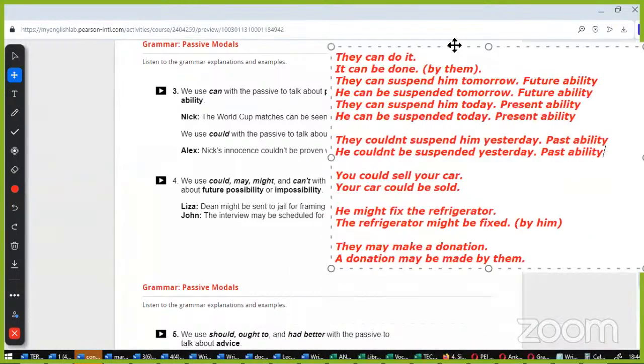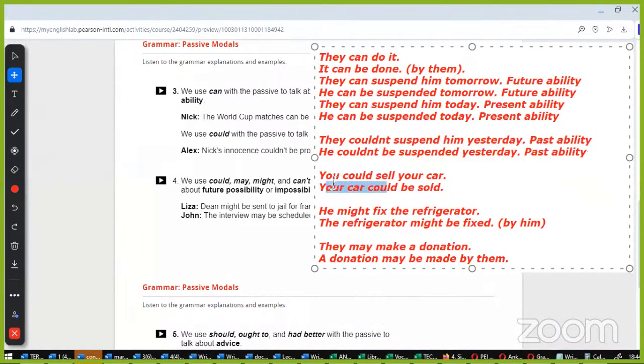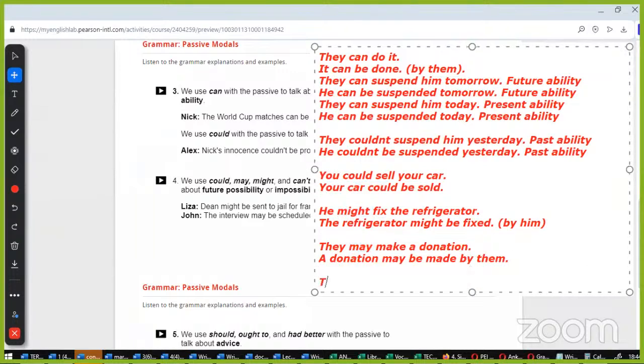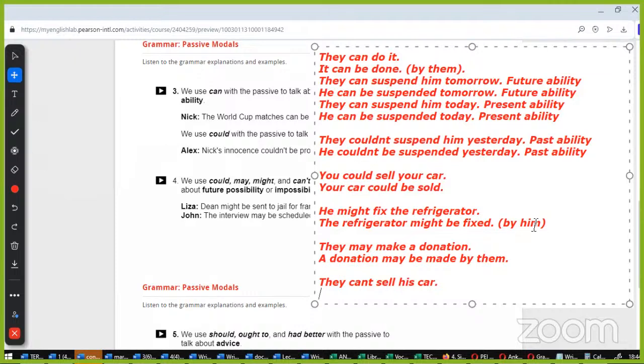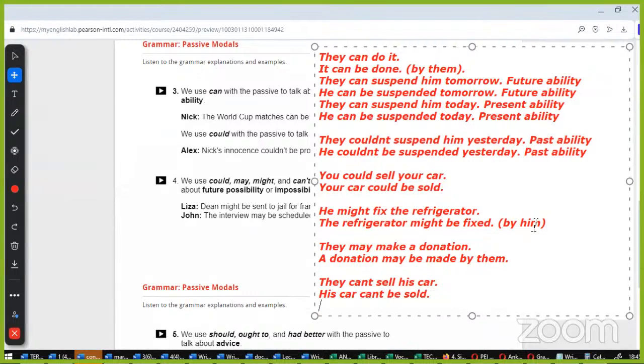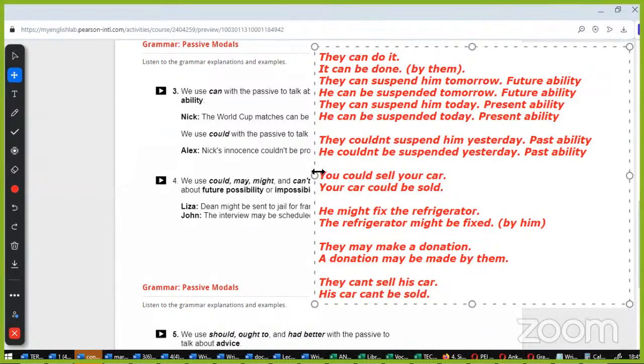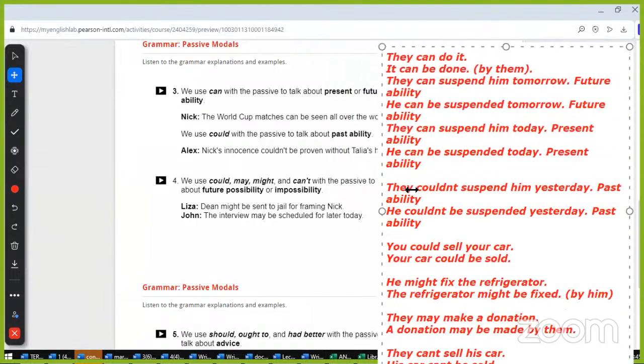And this could, may, might, and can. You have here an example. We could, we might, we may. Let's do another one. We can. They can sell his car. How would you do this one? His car can be sold. Great. Okay, any questions with 3 or 4? Maybe?